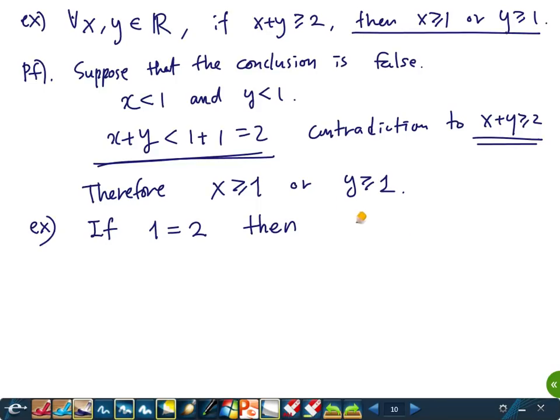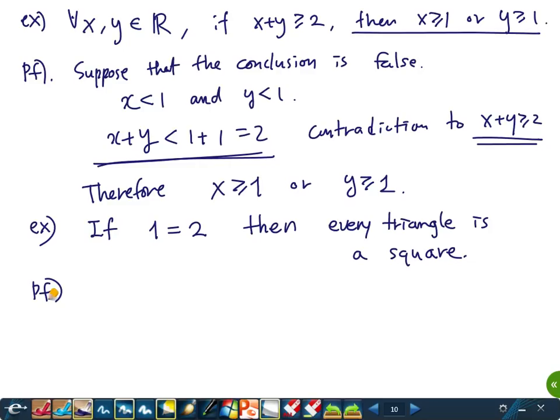how can I say? Every triangle is a square. Is this true or not? Is this statement true or not? True? If it's true, can you prove it? Okay, let me show. Let's try to prove this. Can you imagine a proof?